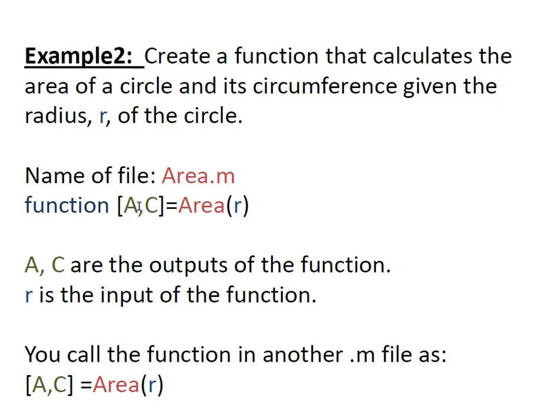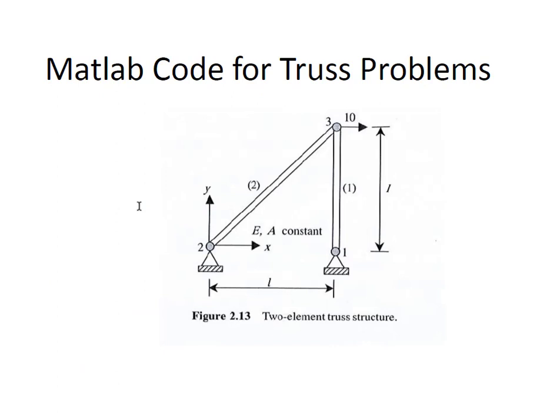Our finite element code in MATLAB consists of several functions connected together. Today I am going to introduce you to the MATLAB code for truss problems through this example. In this example, you have 2 truss elements with elastic modulus and cross-sectional area being constant. These 2 ends are pinned. This distance is L and this distance is L. And you have an external force acting on the 3rd node in the horizontal direction with magnitude 10.